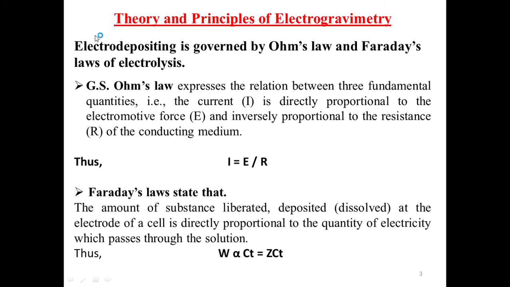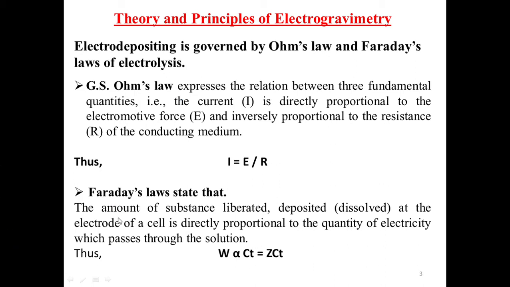Next we will come to the theory and principles of electrogravimetry. On the basis of electrogravimetry, there are two principles. One is Ohm's law and another one is Faraday's law of electrolysis. Ohm's law states the relation between three fundamental quantities: the current I is directly proportional to the electromotive force E and inversely proportional to the resistance R of the conducting medium. I is equal to E divided by R. This is Ohm's law.